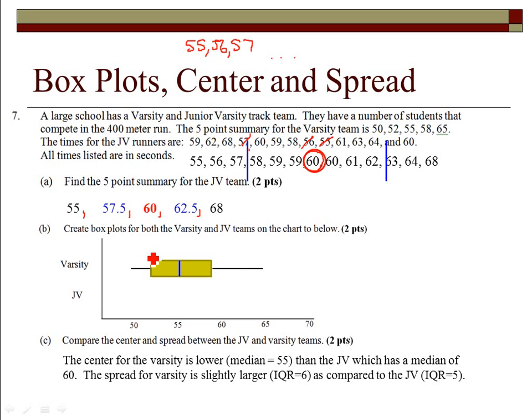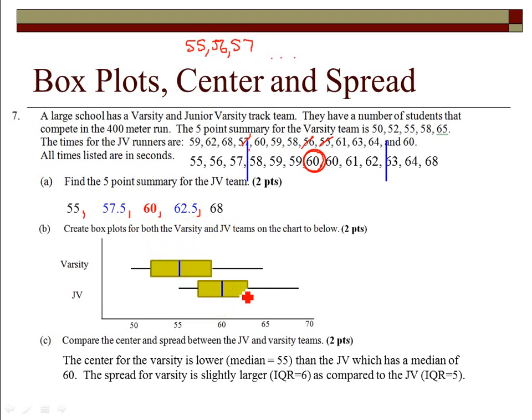JV team, do the same thing. My box goes from 57.5 to 62.5. Minimum value was 55. Maximum value was 68. And my median was at 60.